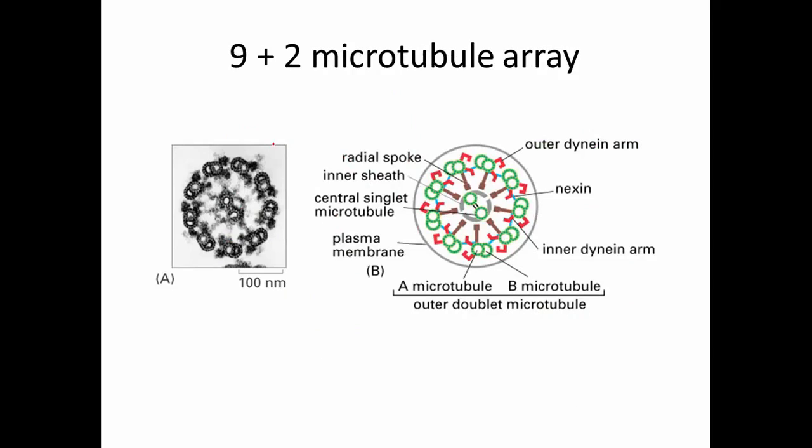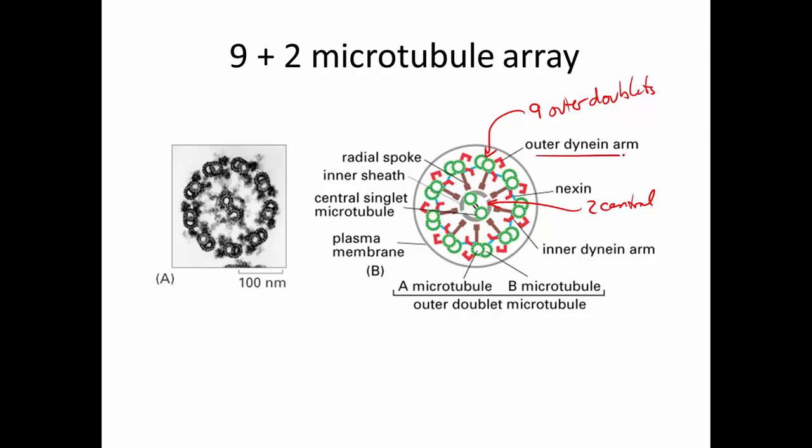So if we look at the way these are set up in a flagella or a cilia, this is a cross-section through one, and we can see a 9+2 microtubule array of these microtubules. What that means is we have 9 outer doublets, and this is 2 microtubules attached to each other. And then on the inside, we have 2 central microtubules, single ones. So we have 9 outer doublets, 2 central microtubules, and then there are accessory proteins that help set up the movement.